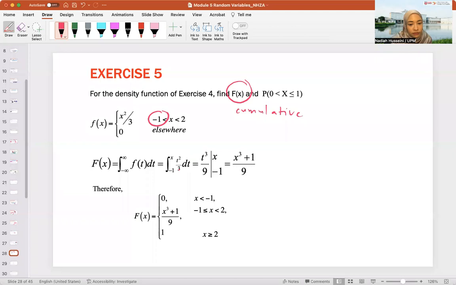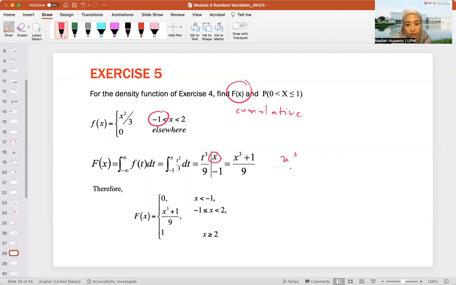So t squared over 3 integrates to t to the power of 3 over 9. Saying t is much harder than x, I don't know why. And you integrate this over -1 to x. The reason they use t instead of x is because you have x as your boundary, so they just want to differentiate it. Now you put in your x inside your answer, so it becomes x to the power of 3 over 9, and you put in -1.